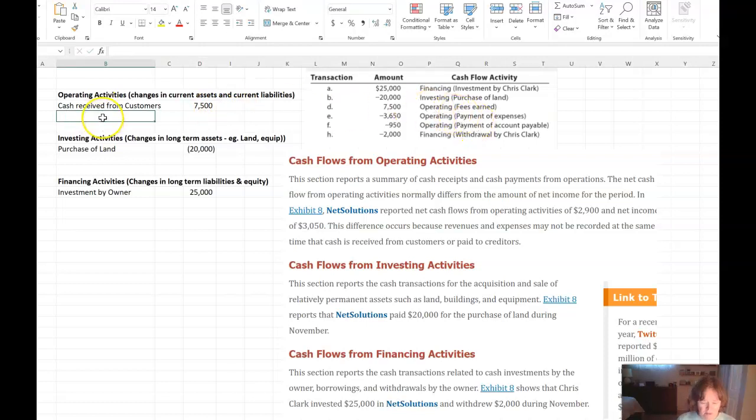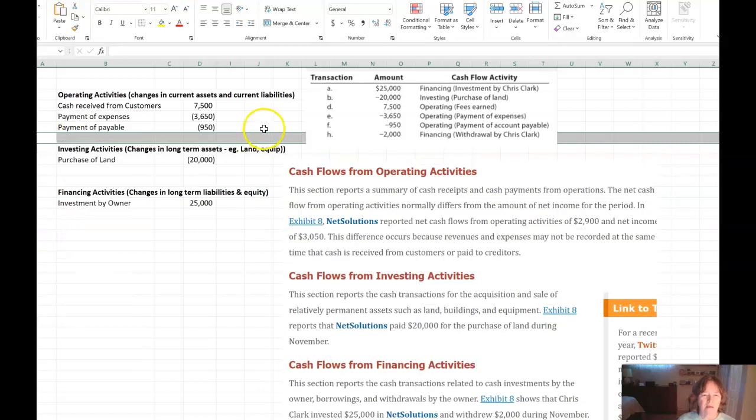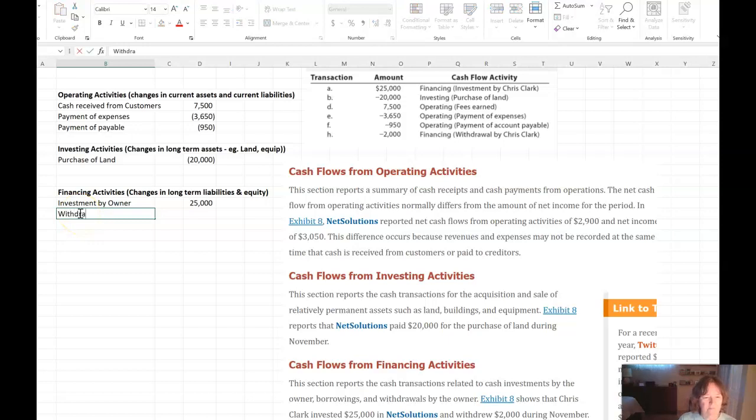Then payment of expenses. If we paid expenses, cash would decrease, so that's $3,650. What else do we have? We've got a payment of an account payable. We'll just say payable, and that's minus $950, because again, cash would be going down if we made a payment. Then we've got a withdrawal by the owner. He took out $2,000.